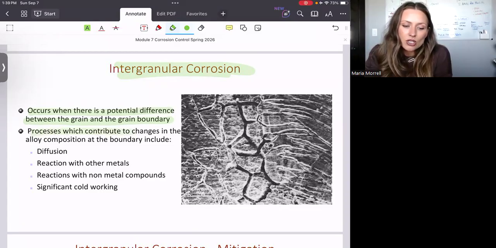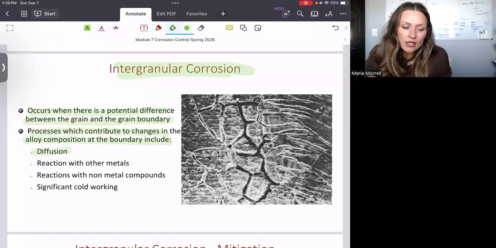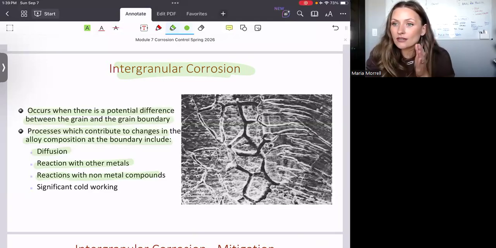Now, processes which contribute to changes in the alloy composition at the boundary include diffusion, right? So some of the metals can actually diffuse out of the grain and toward the boundary. It can also be a reaction with other metals. It can be a reaction with non-metal compounds, and maybe you remember with weld decay, I did mention that you should always avoid any carbon content, oil, dirt, anything that has carbon.